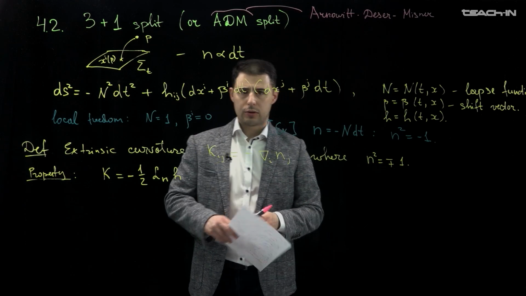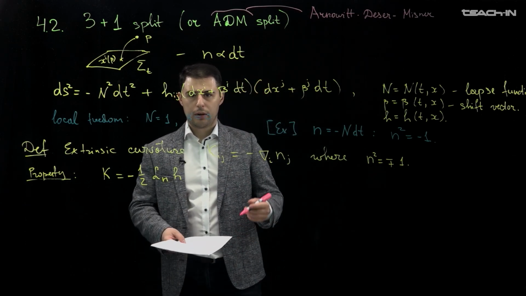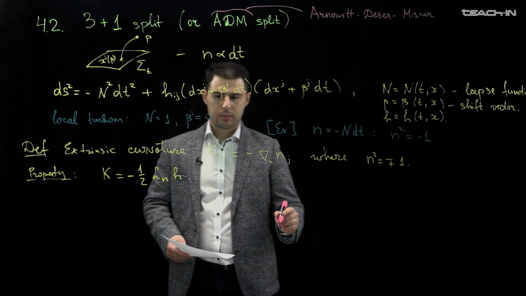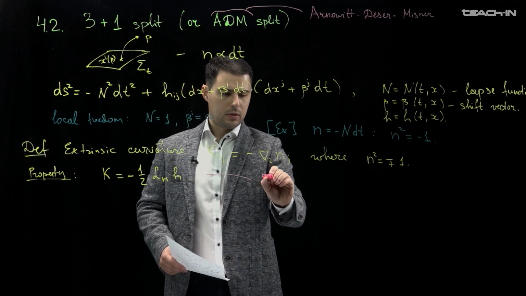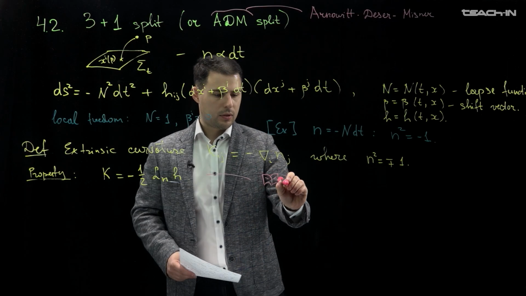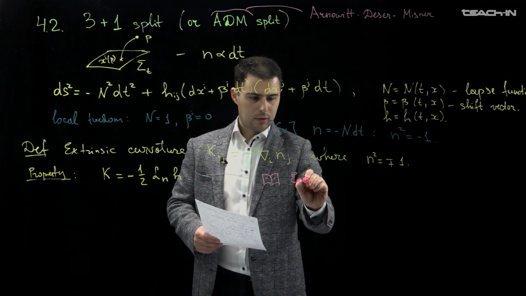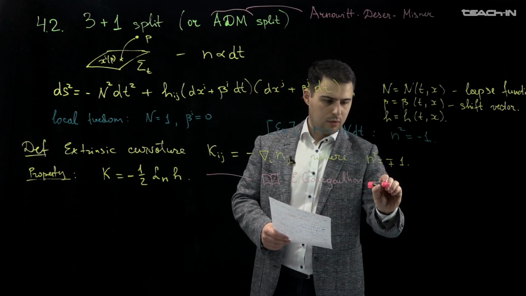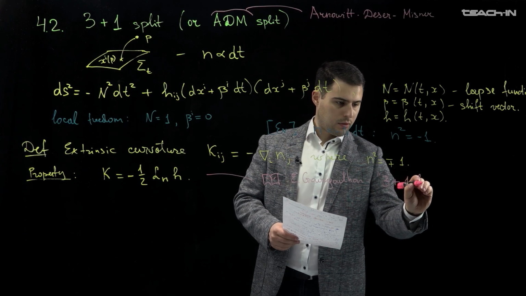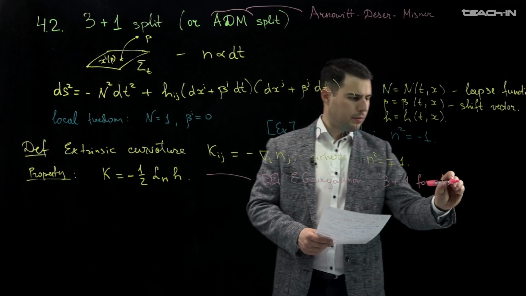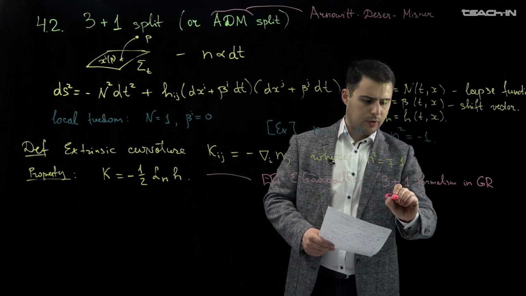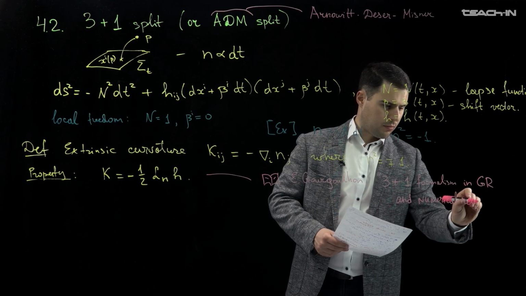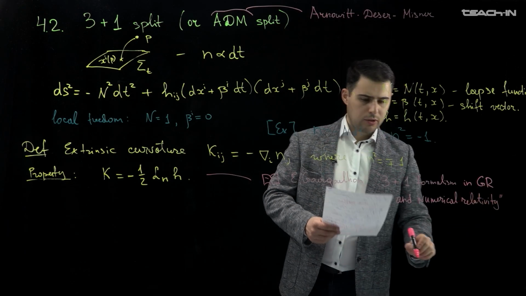More details can be found in the geometric literature, and personally I recommend the lecture notes by Gourgoulhon, which are called 3+1 formalism in general relativity and numerical relativity. These notes are available online.